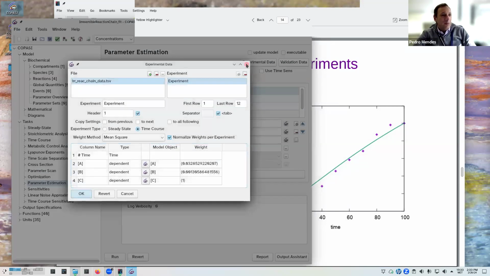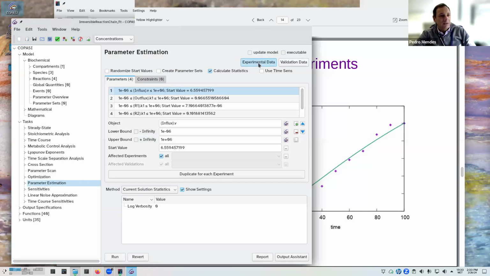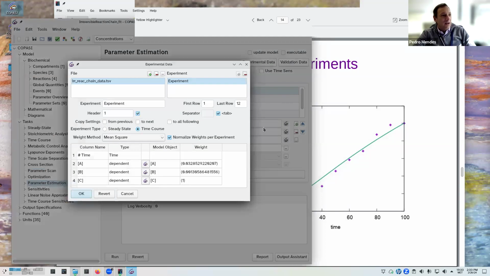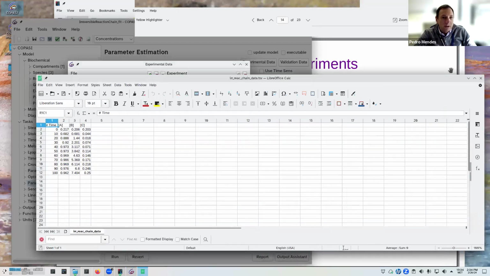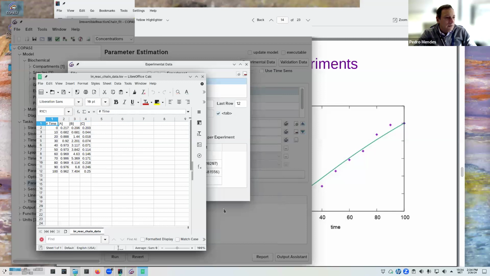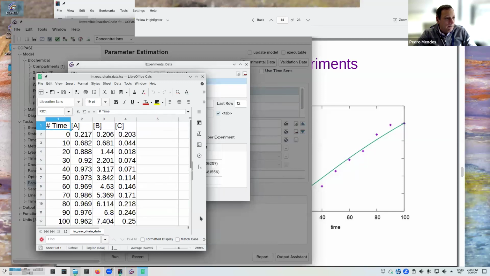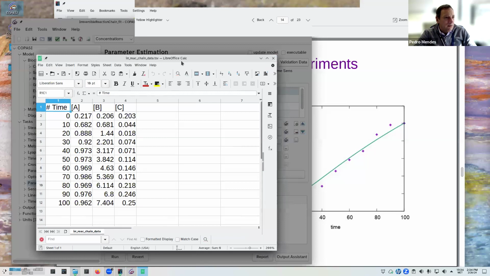So experimental data, you enter it with this button, where you define one file or a series of files that contain one or more experiments each. And these experiments then need to be mapped. The file, which I'm going to show you in a second, is a tab-separated file, which I've opened with a spreadsheet. And it looks exactly like what I showed on the other thing.